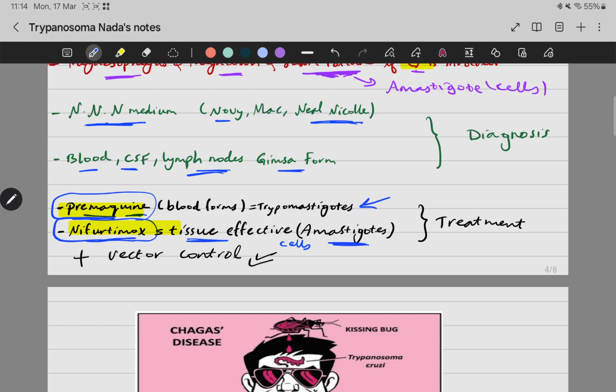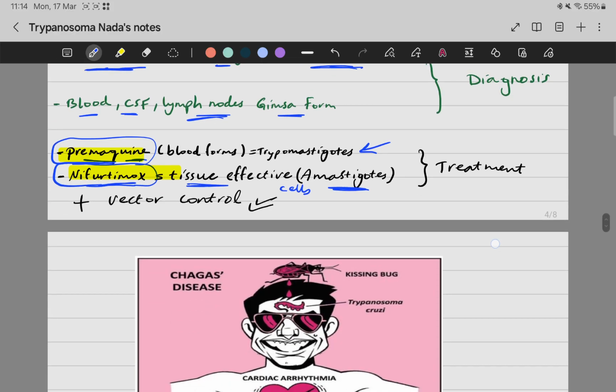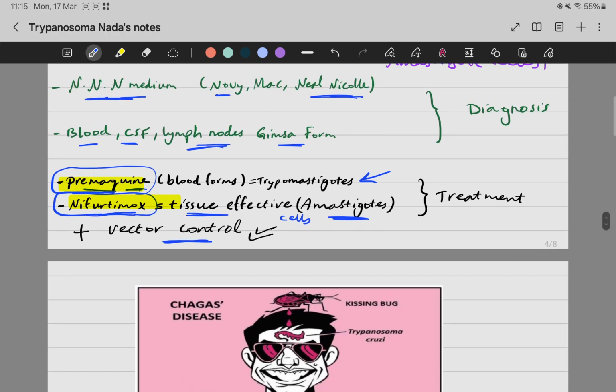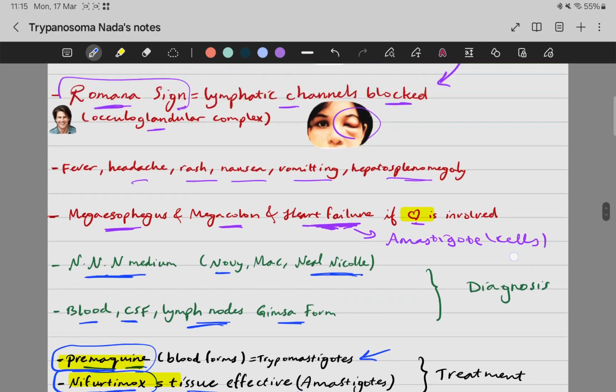So nifurtimox for the tissue form, primaquine for trypomastigote. And also it is worth mentioning that we should control the vector. If we could control the insect or annihilate the insect, it means we're not going to have the disease. So if we control the Triatoma insect, also called kissing bug or reduviid bug, it means we're going to annihilate or at least reduce the incidence of Trypanosoma cruzi.